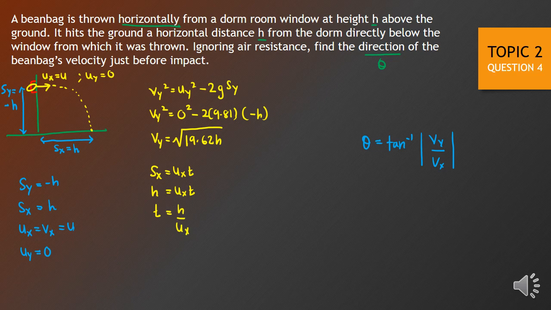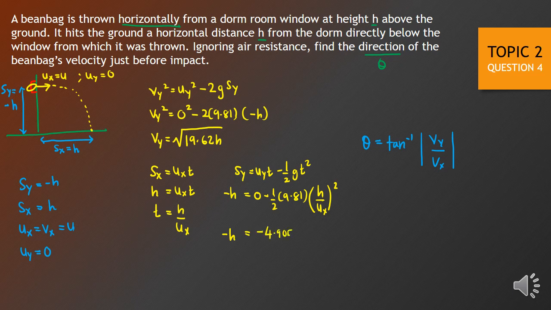Then, using sy equal to uyt minus half gt squared. So sy is negative h, uy is 0. So 0 minus half 9.81 t squared, where t is equal to h over ux. So this becomes h over ux squared. By simplifying, this becomes negative h equal to negative 4.905 h squared over ux squared.